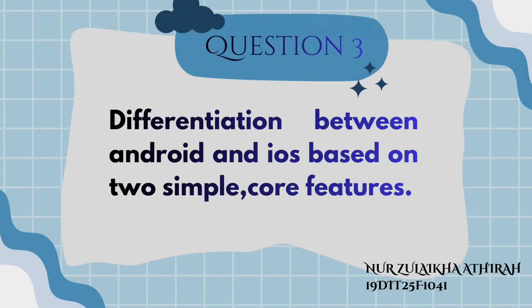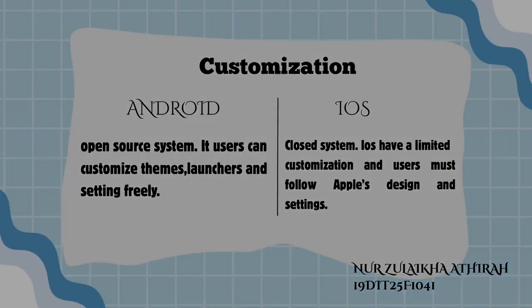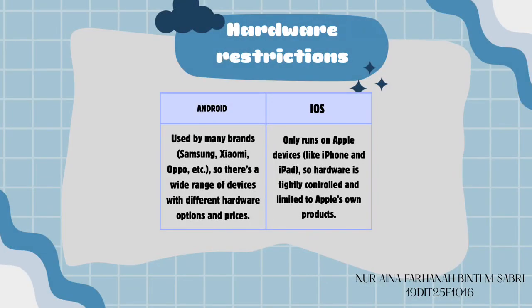And question 3. Differentiate between Android and iOS based on three simple core features. Customization: Android is an open source system. Its users can customize themes, launchers and settings freely. And iOS is a closed system. iOS has limited customization and users must follow Apple's design and settings.